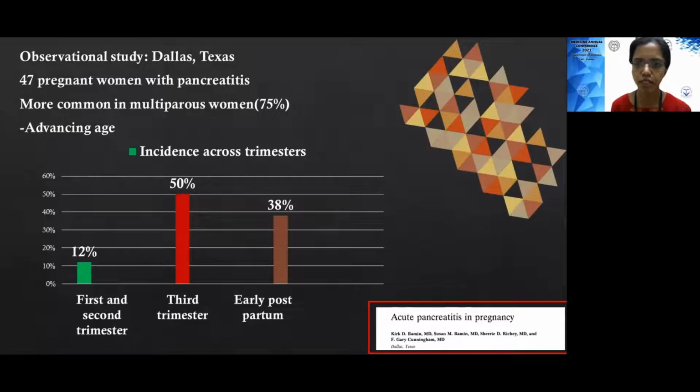In an observational study done in Dallas, Texas, 47 pregnant women with pancreatitis were studied. Pancreatitis was more common in multiparous women and in women with advancing age. This was considered because gallstones are more common with advancing age, and gallstones were the most common cause. Across trimesters, they noted that the highest incidence was in the third trimester, 50%, followed by the early postpartum period, 38%, and very rarely did pancreatitis occur in the first and second trimester.